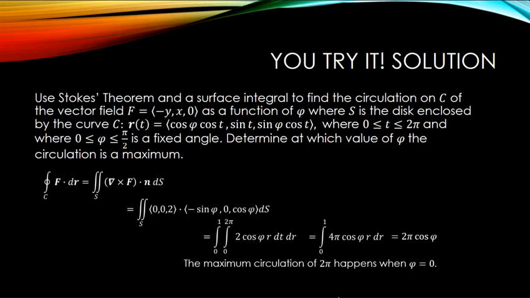The maximum circulation is going to happen when phi is 0 on the region between 0 and pi halves. At pi halves, cosine phi would be 0, and at 0, cosine phi would be 1, so that my maximum circulation is 2 pi at phi equal to 0. This finishes up our work with Stokes' theorem. It's a powerful theorem, and in many cases it can save us quite a bit of work. Be sure and let me know if you have any questions.